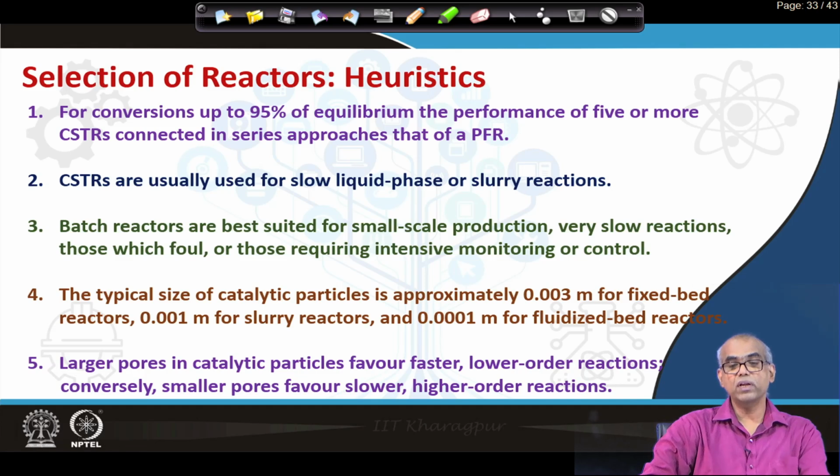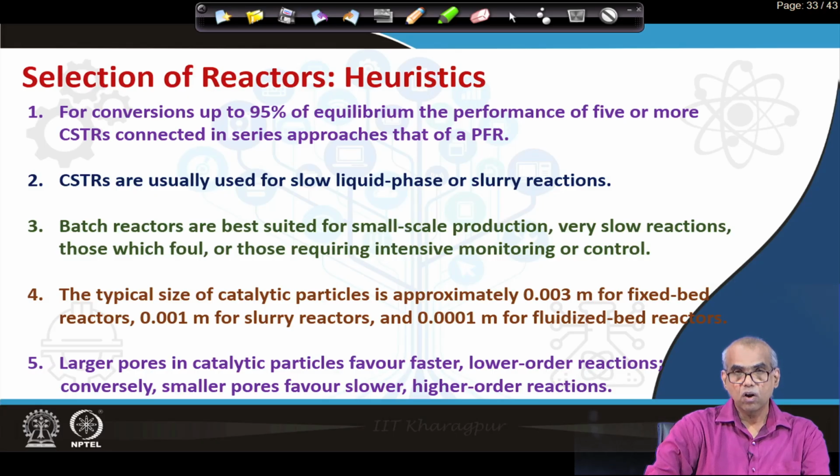Here are some heuristics for selection of reactors. For conversion up to 95% of equilibrium, the performance of 5 or more CSTRs connected in series approaches that of a PFR. CSTRs are usually used for slow liquid phase or slurry reactions. Batch reactors are best suited for small scale productions, very slow reactions, those with fouling, or those requiring intensive monitoring or control.